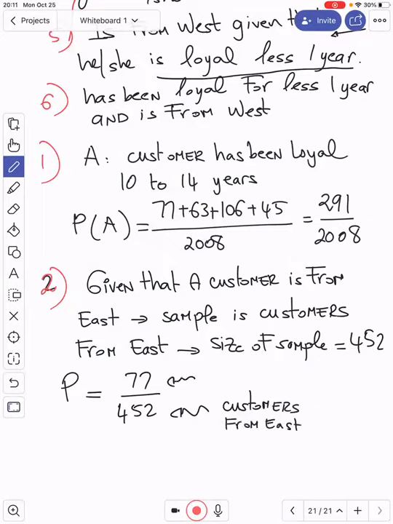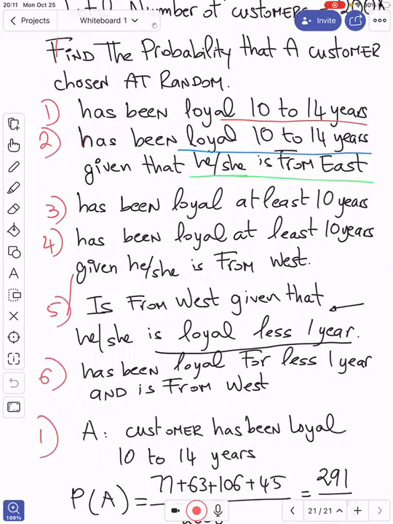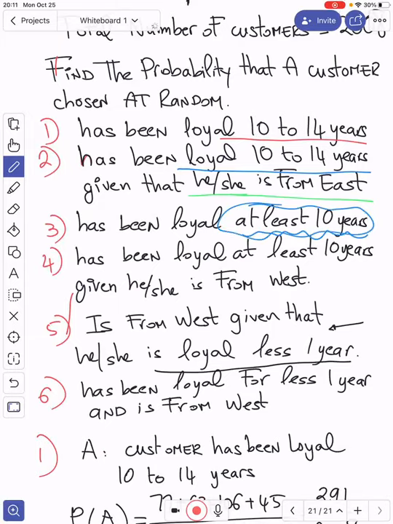And this is the customers loyal from 10 to 14 years, of course, which are from the East, right? Number three. Has been loyal at least 10 years. So when I say at least 10 years, it means it could be from 10 to 14 or more than 15, right? So here, at least 10 years. So this is number three.